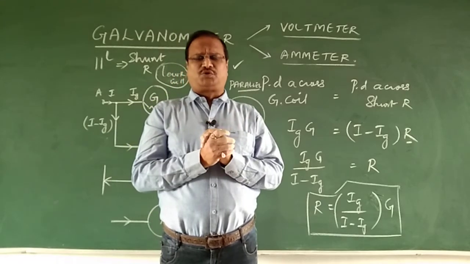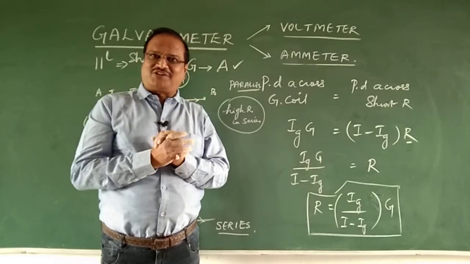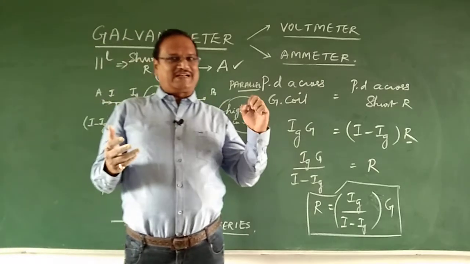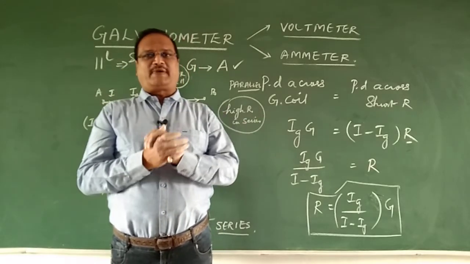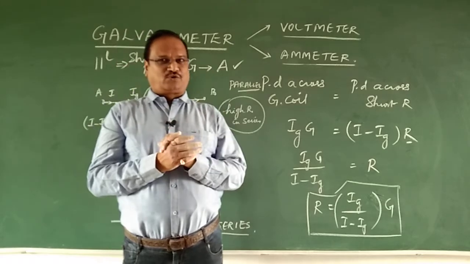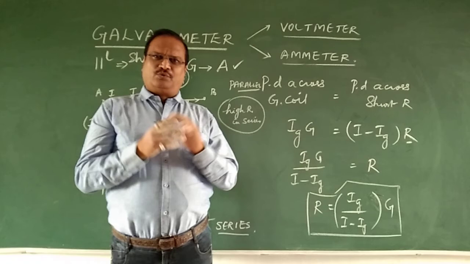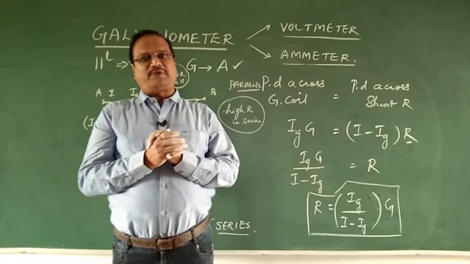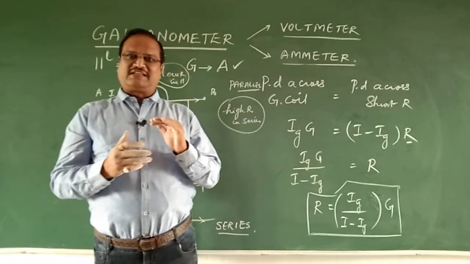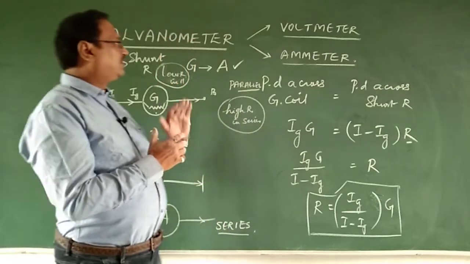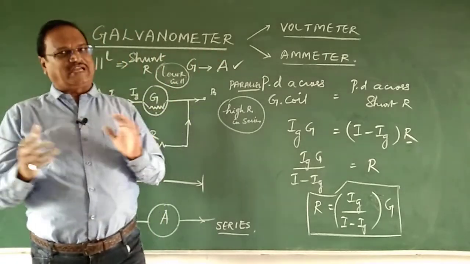And then we moved on to torque: tau is equal to NIBA sine theta. Then I also used the term current into area as M, that is the magnetic dipole moment, and we said tau is equal to MB sine theta. Then in the last video we moved on to the moving coil galvanometer, and we used the terms current sensitivity and voltage sensitivity. The lesson ends with the conversion of the galvanometer into a voltmeter and then into an ammeter.